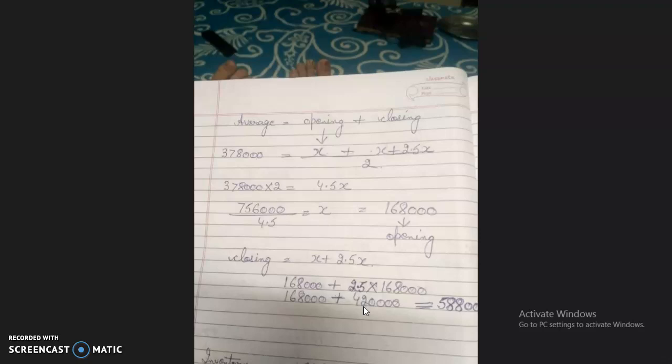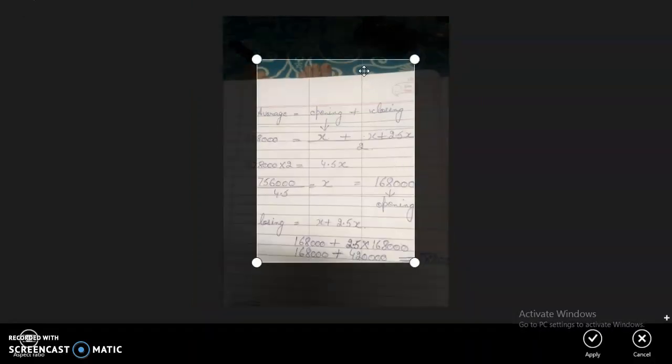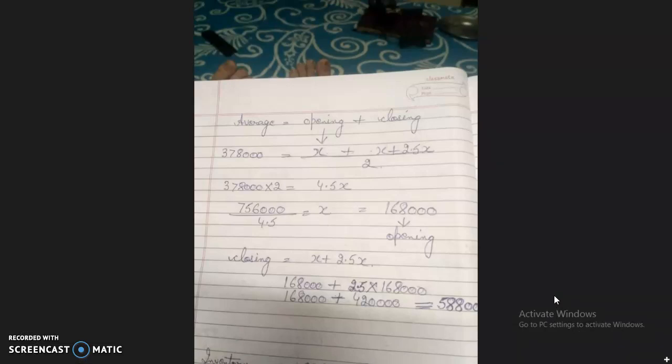So make it clear that whenever the word more is given, it means it is more than the opening inventory. So what is opening? That is X. So closing means X plus 2.5X. So these were the two important things in the turnover ratio. If these two things become clear to you, you will be able to solve more sums of the creditors turnover ratio and debtors turnover ratio also.